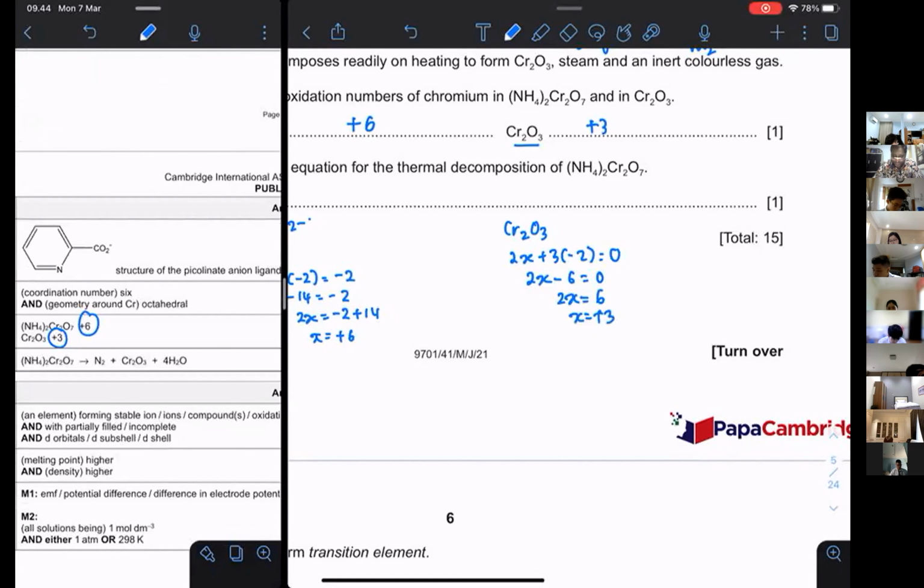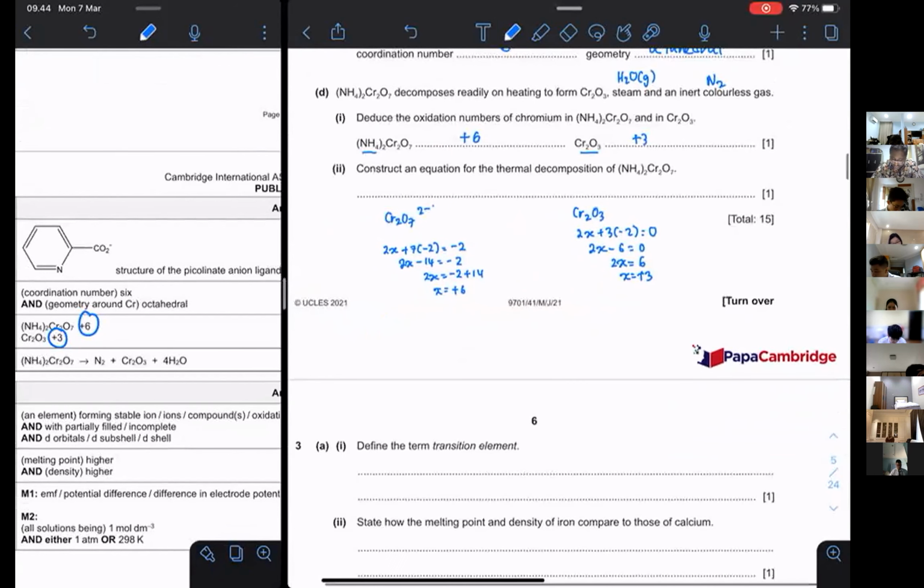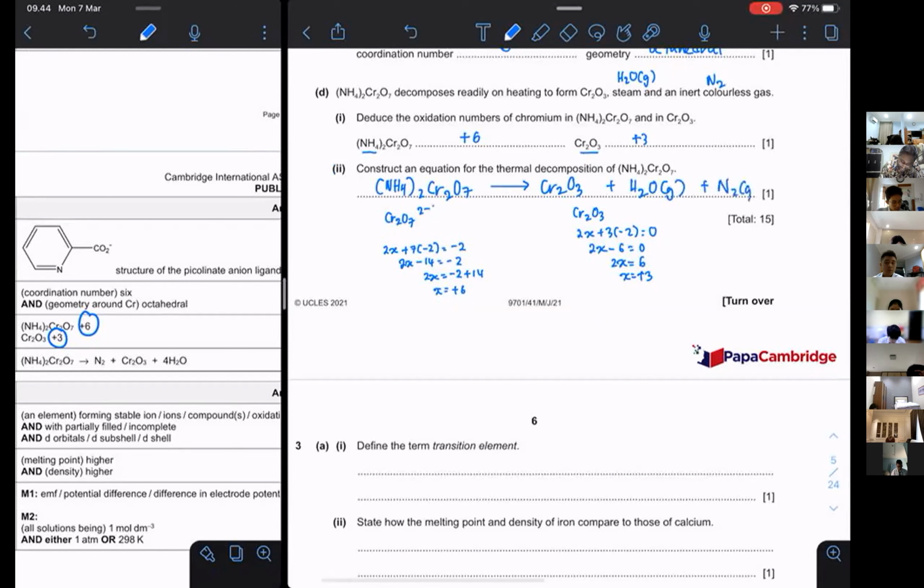Very important. And then write an equation for the thermal decomposition. They have already given you some information, so just use the information given and balance it. Cr2O7, decompose means no need to add anything, so you just put it like this. And then they are going to give you Cr2O3, plus steam, H2O gas, and inert gas, so this is going to be gas.